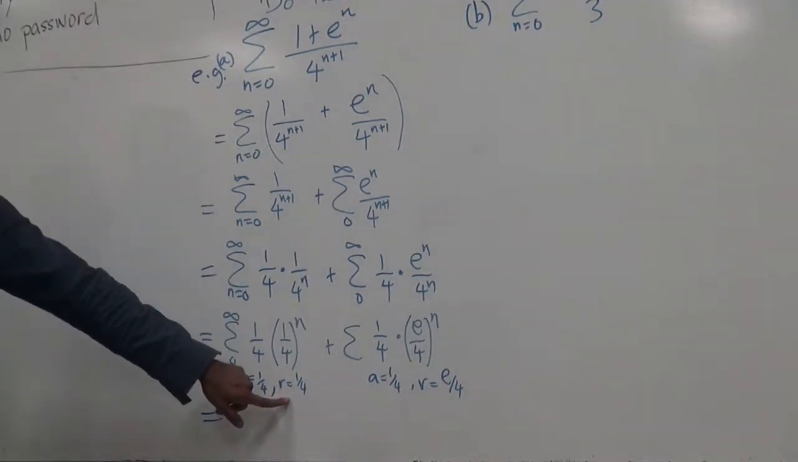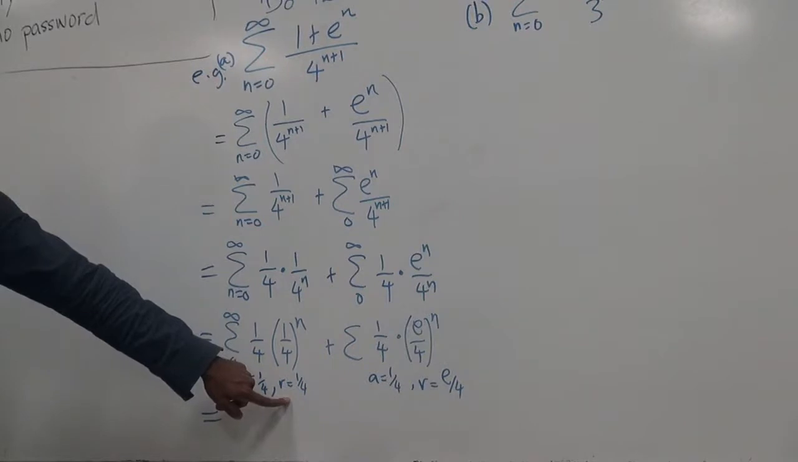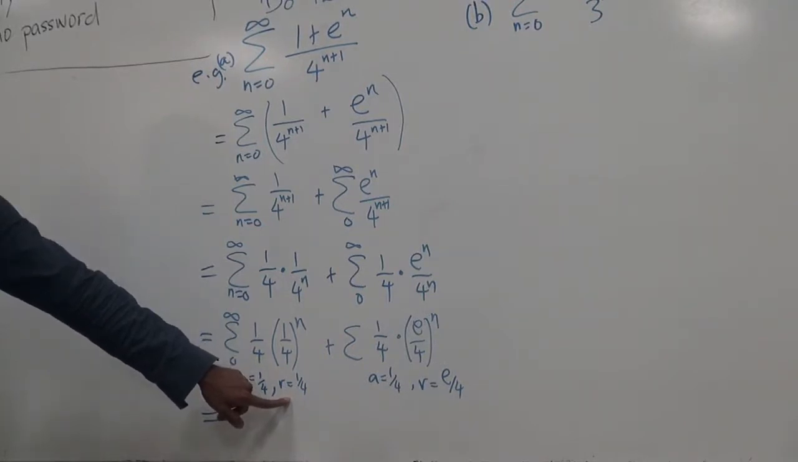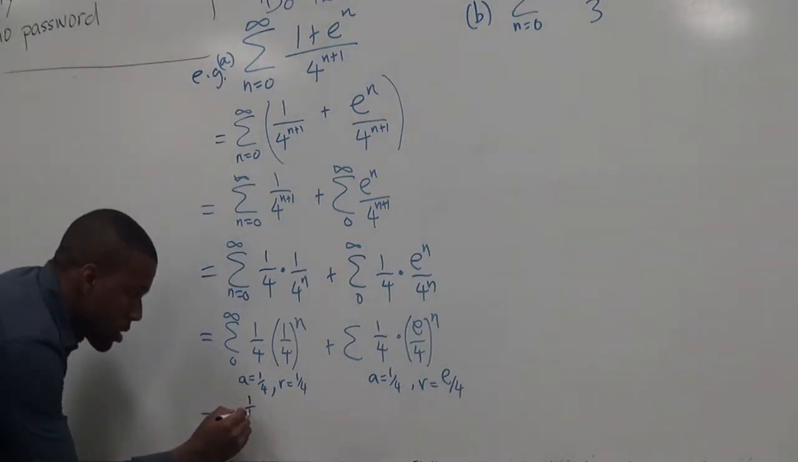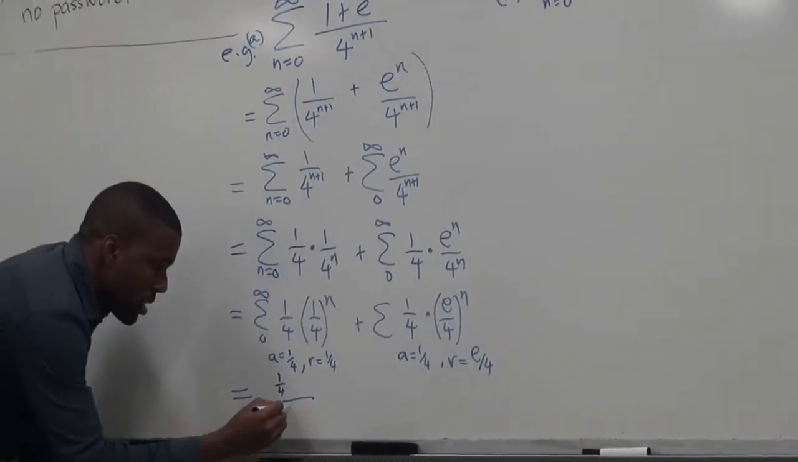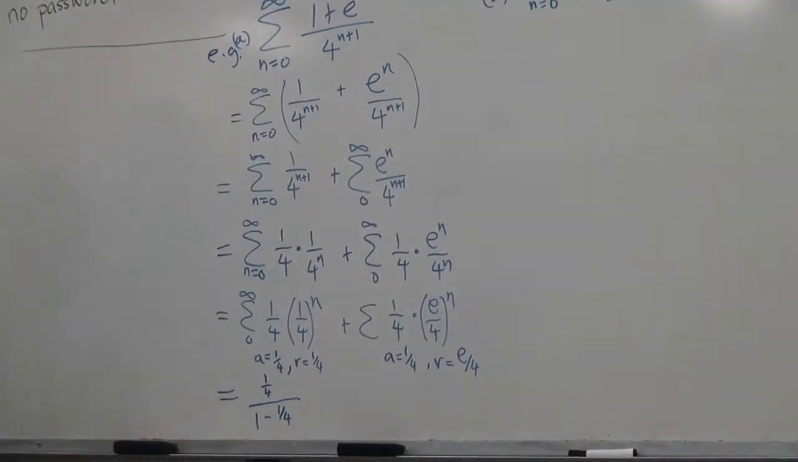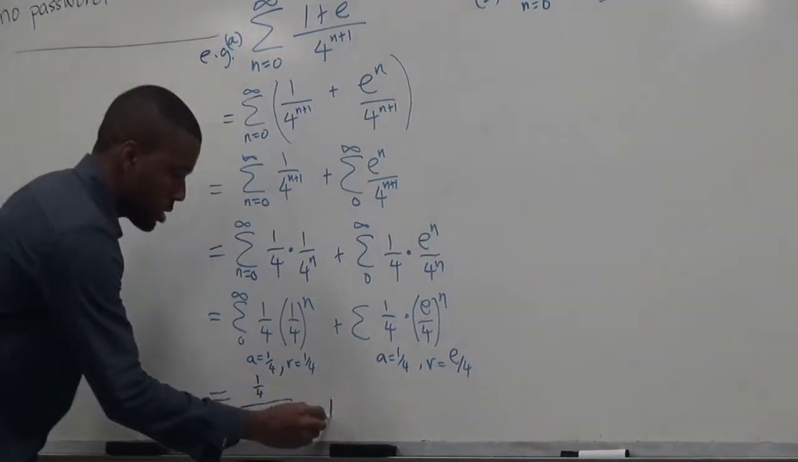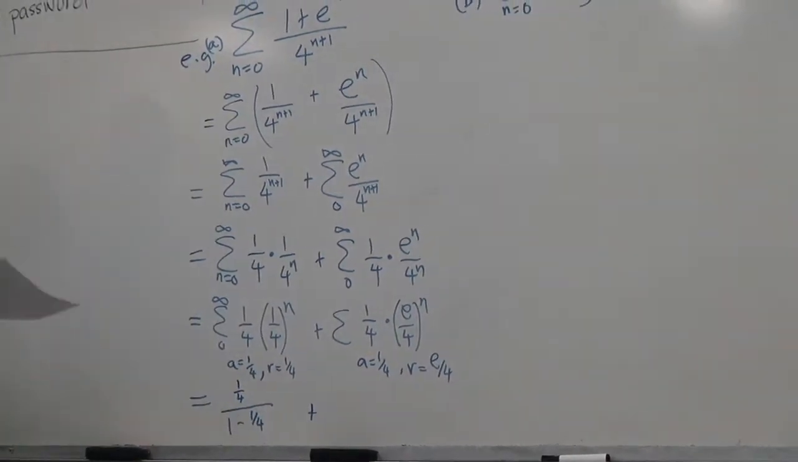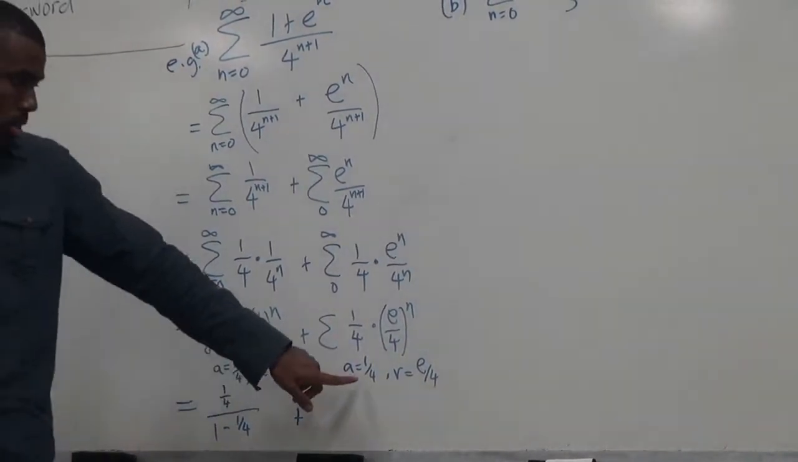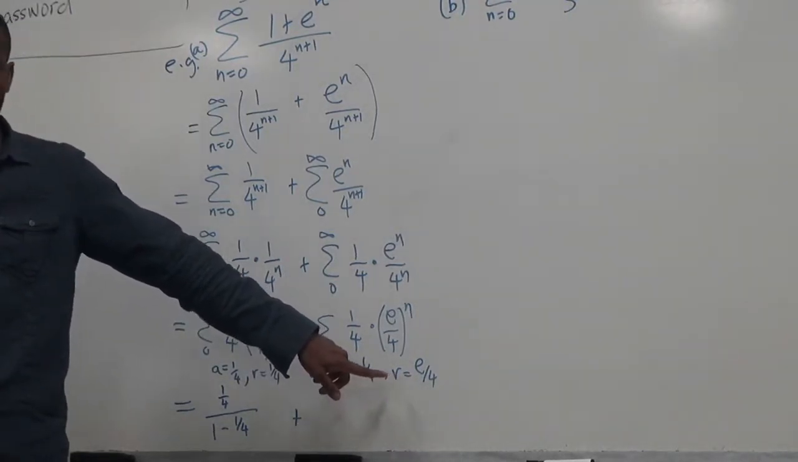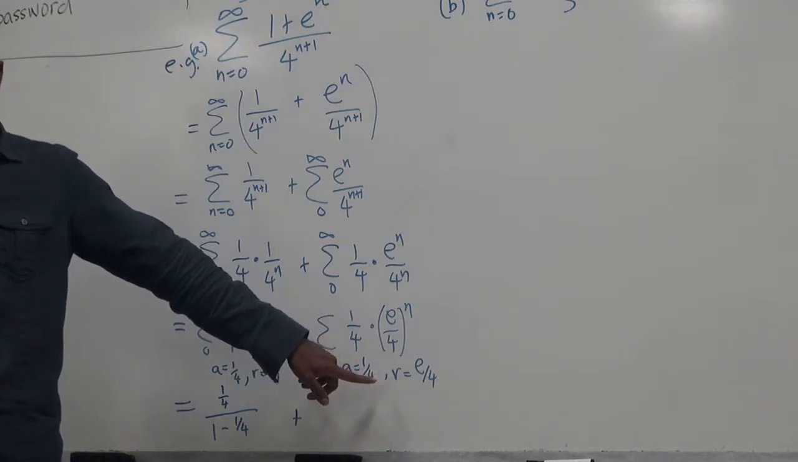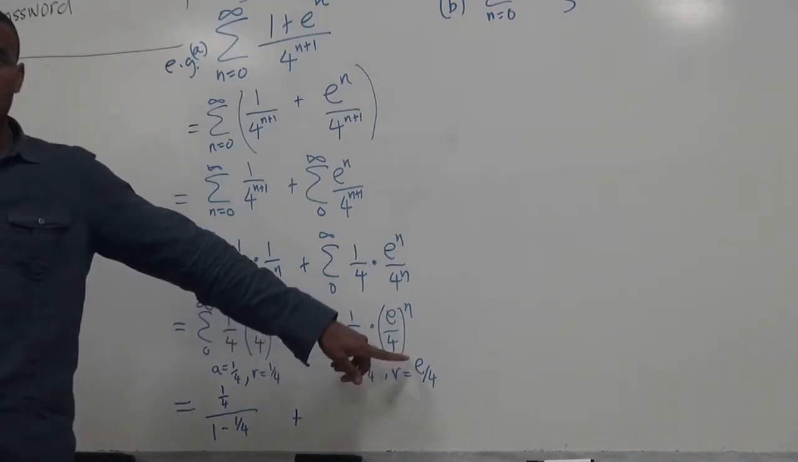Here, your r is in the range that we like, right? It's between minus 1 and 1, which means this does converge, and in fact it converges to a over 1 minus r. Plus. Here a is this, r is this. Does r fall within our range?